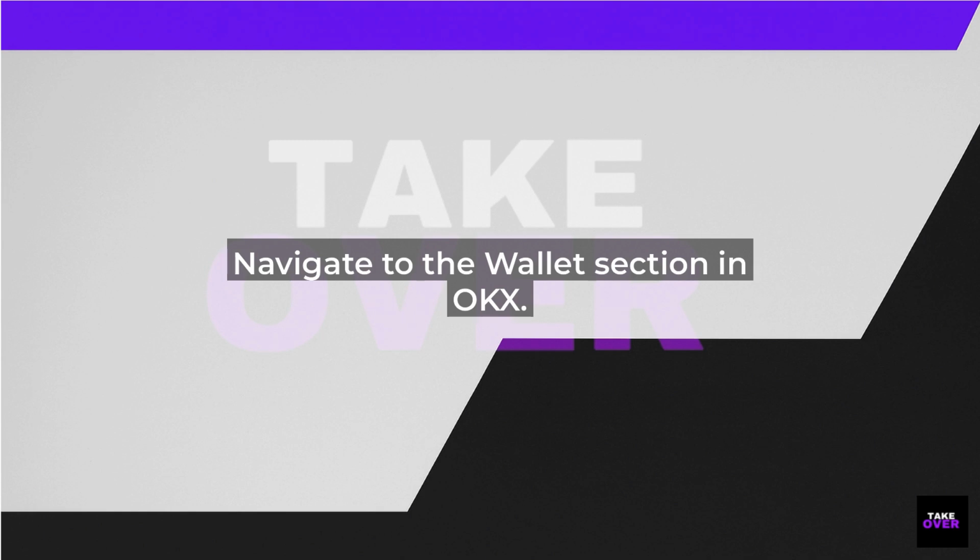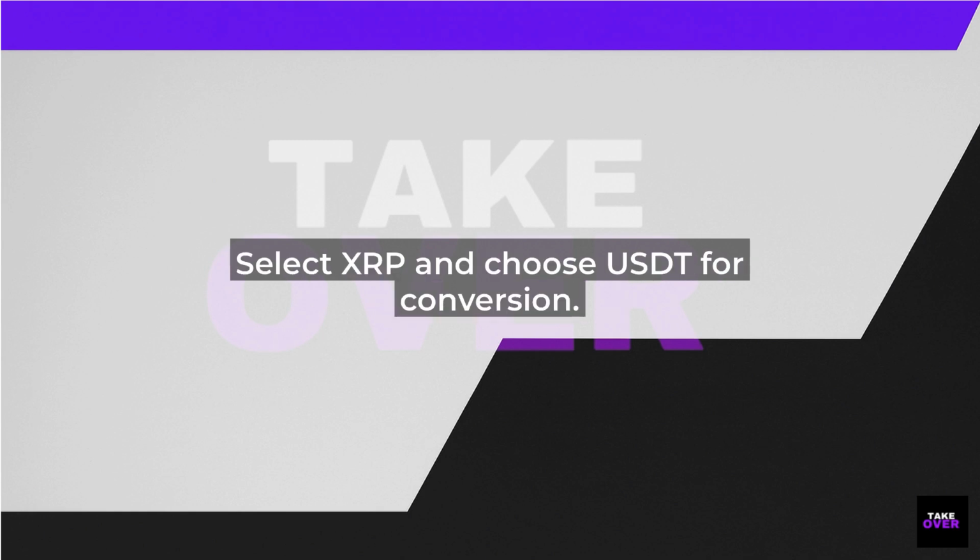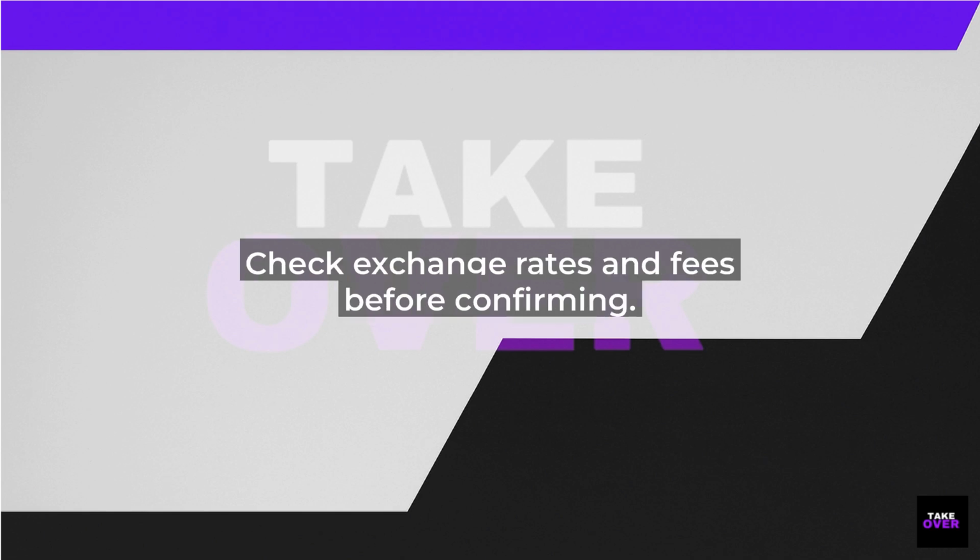Now, to convert XRP to USDT, click on the Trade or Convert option. Depending on the OKX interface updates by 2025, it might be even more intuitive. Select XRP as the asset you want to convert from, and choose USDT as the target. Enter the amount of XRP you wish to swap. OKX might show you the current exchange rate, so keep an eye on that to avoid surprises. Remember, crypto prices fluctuate, so timing is key.